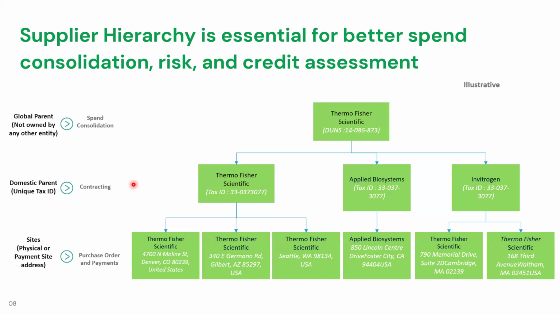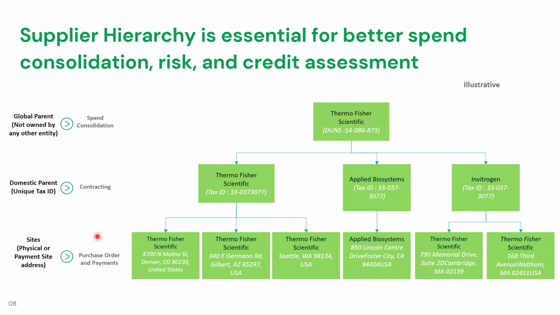And then you have the most granular data, also called ERP data or ERP suppliers, that are created for a purchase order, for payments, or for remittance. There will be multiple addresses for a given supplier legal entity. It could be physical locations, payment sites, procurement sites, manufacturing locations. These should roll up to the legal entity within a given country. Here we can see that Thermo Fisher has three different sites, Applied Biosystems has one, and Invitrogen has two.